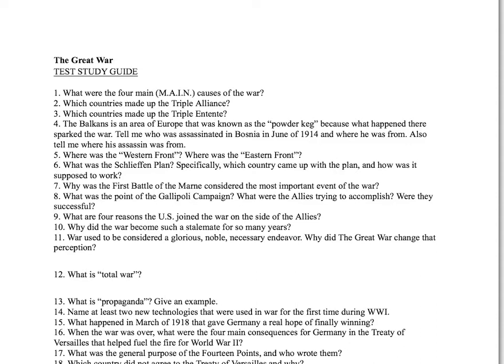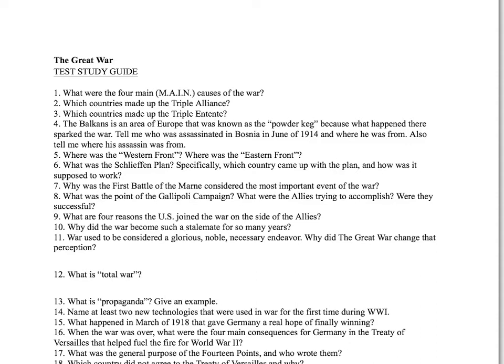Number 4, the Balkans is an area in Europe that was known as the powder keg, because what happened there sparked the war. Here I want a couple things. Remember I told you never have to tell me the whole scenario of the assassination again, but you need to know a couple things. You got to know who. Archduke Franz Ferdinand. If you just do Franz Ferdinand, that's okay. If you just do Archduke Ferdinand, that's okay. All right? You have to know he's from Austria-Hungary. I'll take just from Austria, if you must.